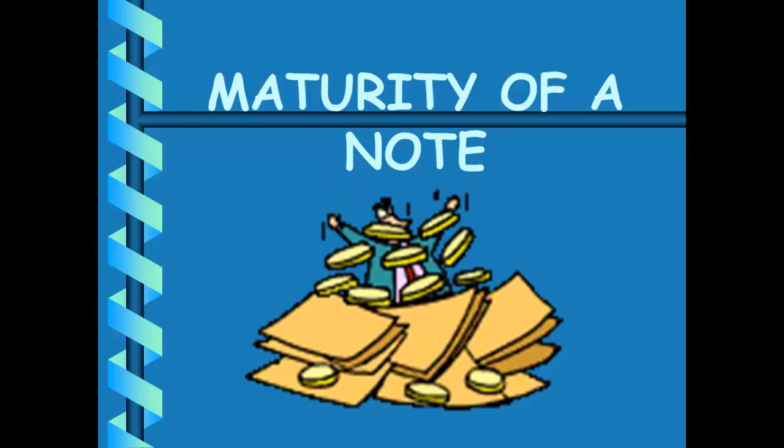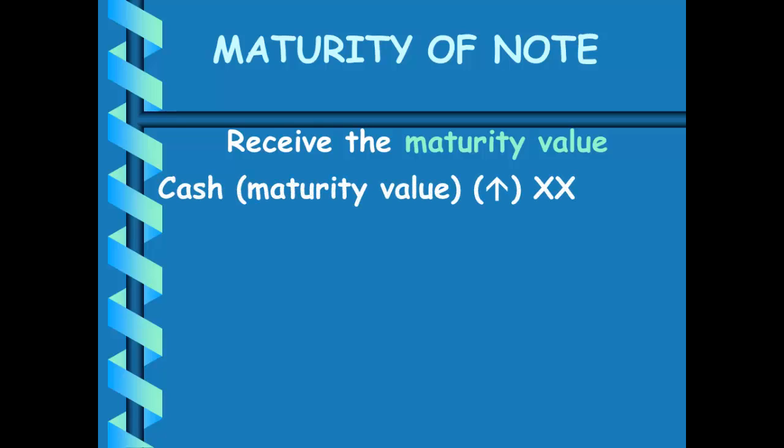Let's talk next about when a note matures. When the note matures, what's supposed to happen? They pay me. What amount did they pay me? Well, the maturity value. My journal entry when the note matures and they pay me: I have more cash. Cash is an asset. Assets go up with a debit, so I'm going to debit cash for the maturity value to make the asset go up. What's an account that I need to get off my books once that note matures?